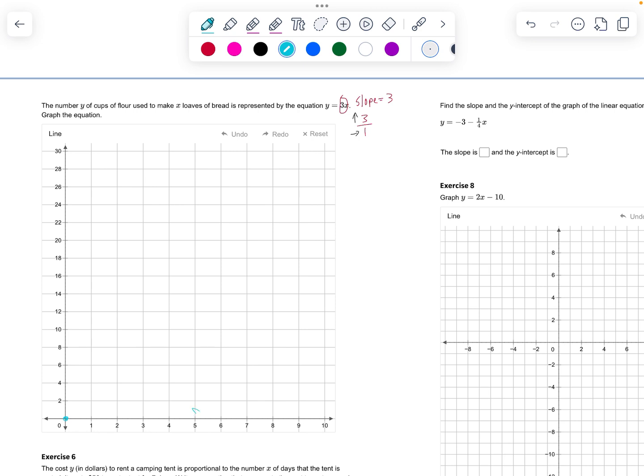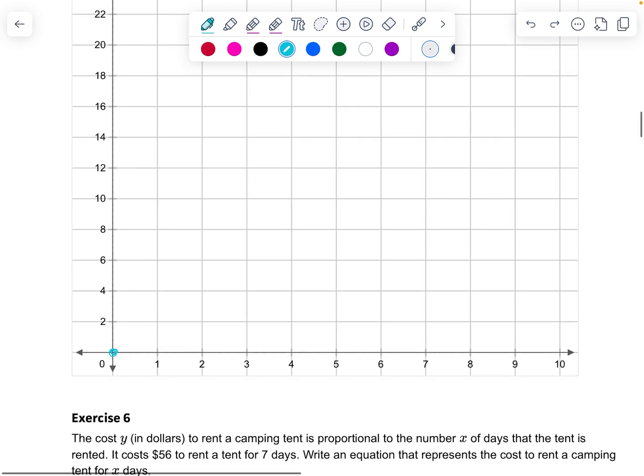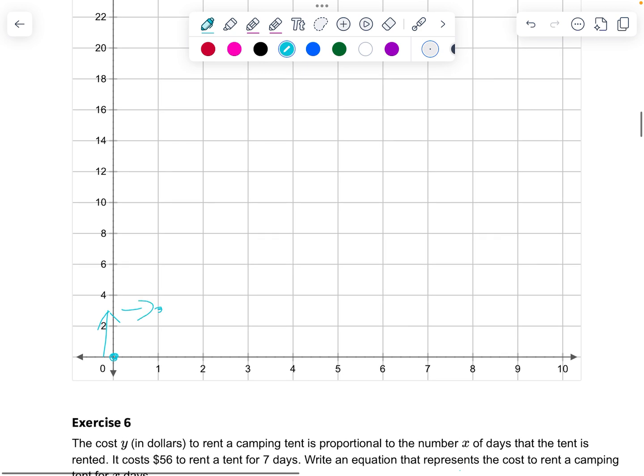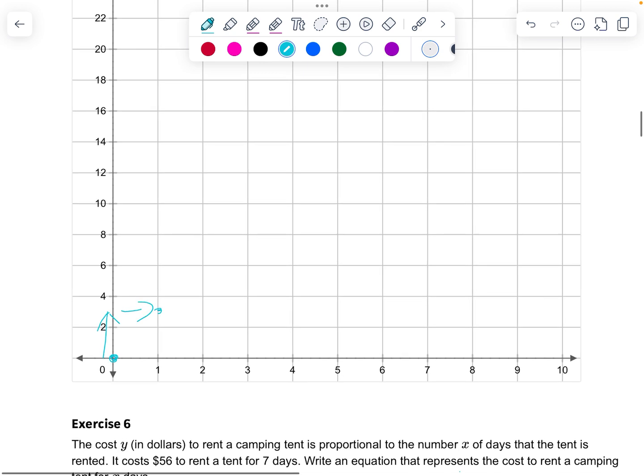So you need more cups of flour to make, for example, it takes, what does all this mean? It takes 3 cups of flour to make 1 loaf of bread, right? So if I want to make 1 loaf of bread, it takes 3 cups of flour. It's going to be right there. So it would be up 3 and over to the right 1, okay? Well, that doesn't necessarily match up with the grid.